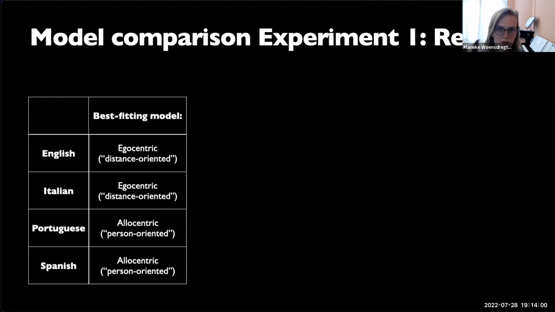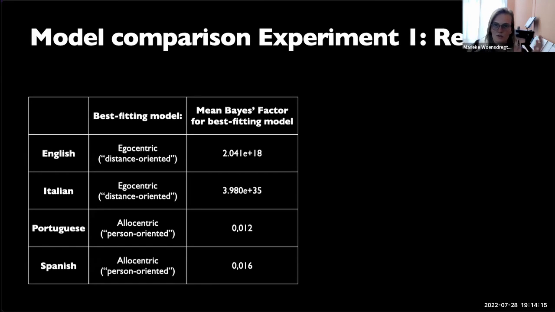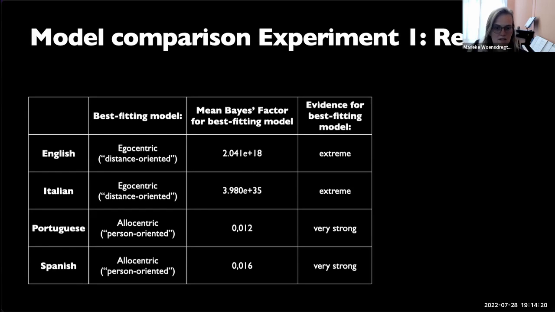And what we found in this model comparison is that for English and Italian, the egocentric computational model fits the data best, whereas for Portuguese and Spanish, the allocentric computational model fits the participant data best. And here you can see the corresponding mean Bayes factors across a range of possible parameter settings and the corresponding sort of evidence strength category that they fall in. So how strong is the evidence in favor of the best fitting model? Here falling in the categories very strong or extreme.